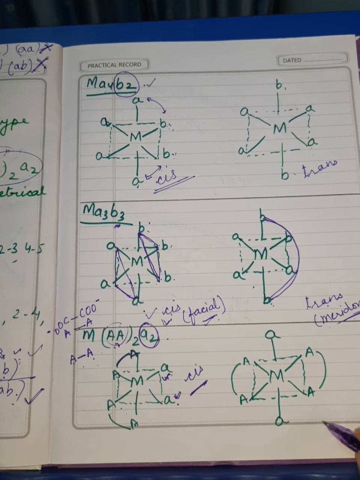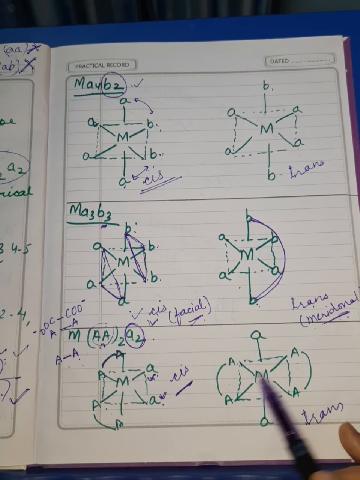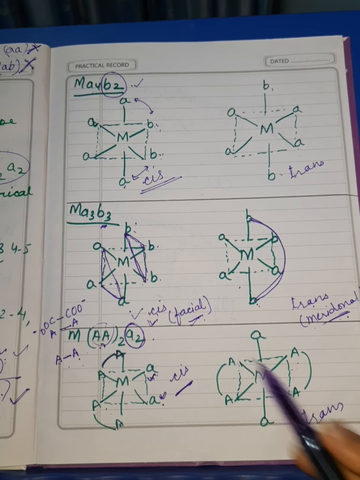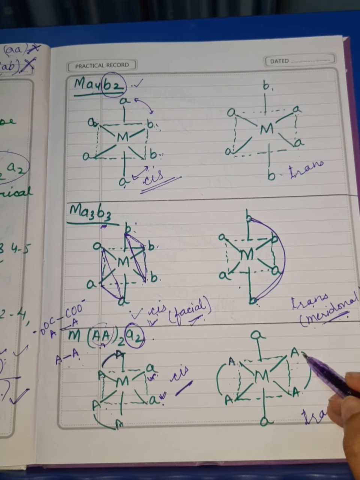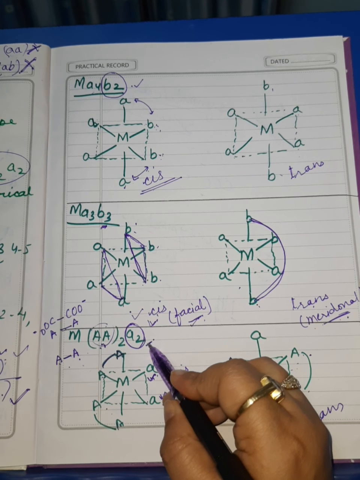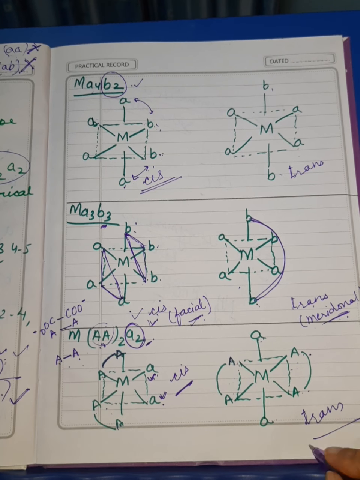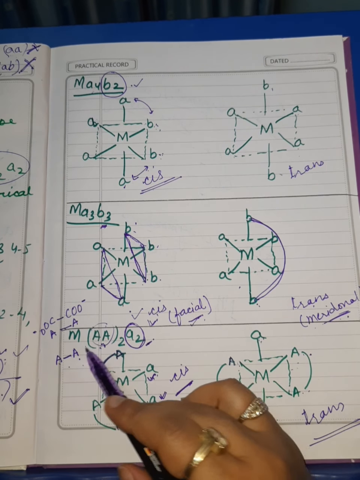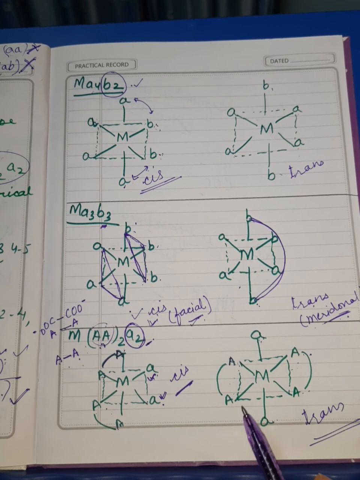Now trans form. In the trans form, the symmetrical bidentate ligands are opposite to each other in a square plane. So this is one AA and this is the other AA, symmetrical bidentate ligand, and the 2 similar monodentate ligands occupy the axial positions. So this is the trans arrangement of M(AA)2A2 type. I hope geometrical isomerism is very clear in CN6 octahedral complexes.